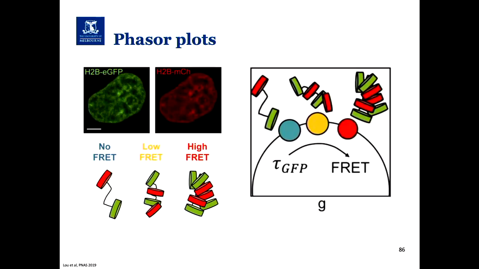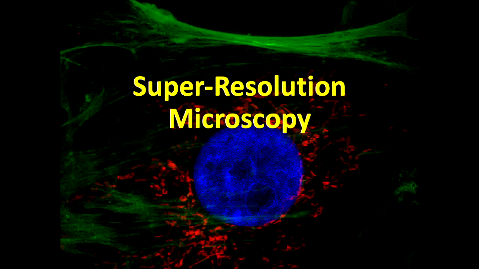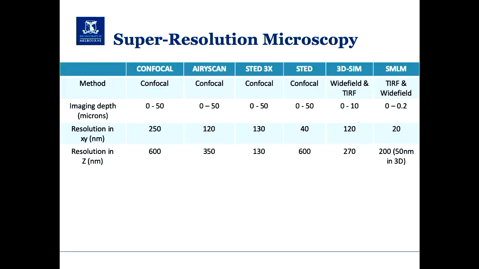So that's looking at dynamics of individual molecules. Let's now switch to some of the super resolution techniques that are available to us. I've given a quick overview table here just to remind you where we sit. So on standard confocal, we can image up to 50 microns in depth. Our standard lateral resolution is about 250 nanometers. In Z, it's about 600 nanometers.